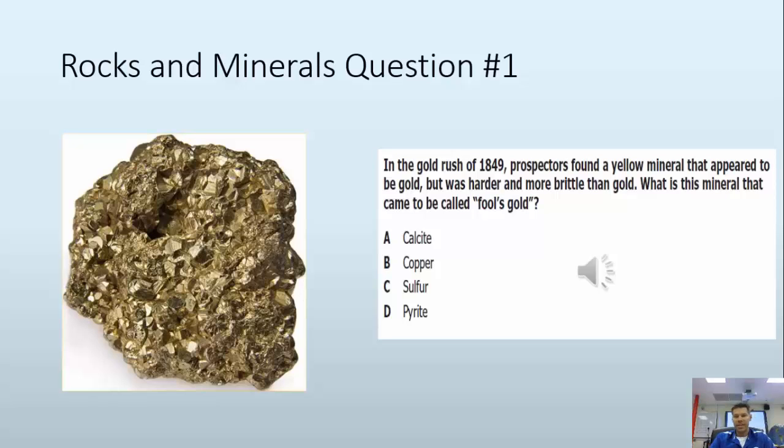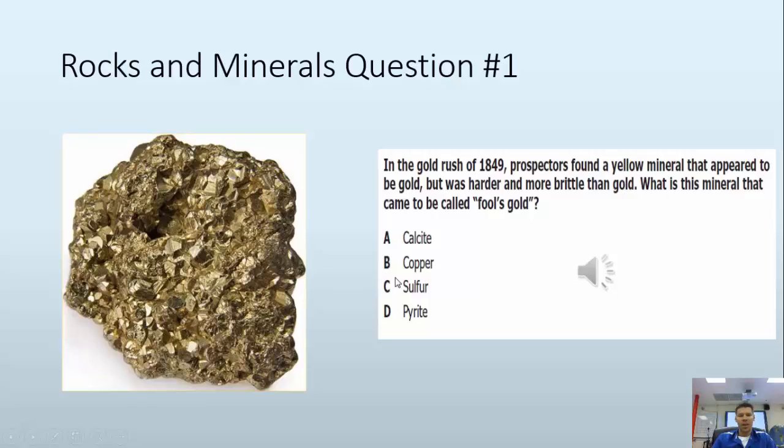In the gold rush of 1849, prospectors found a yellow mineral that appeared to be gold, but was harder and more brittle than gold. What is this mineral that became known as fool's gold? Well, this mineral you see right here in the picture did look a lot like gold, but it had a couple major differences. It was harder and more brittle, but it also had quite a difference in density.